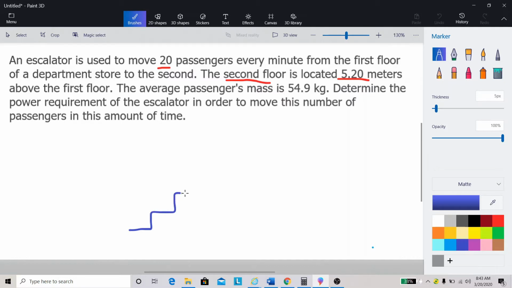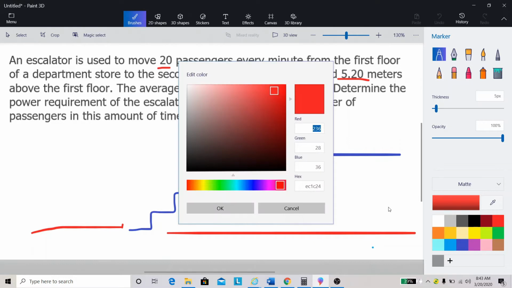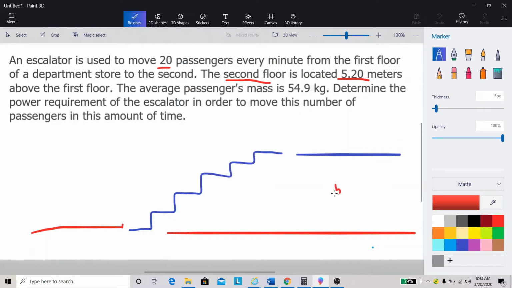The escalator goes something like this now. Okay, so let us say this is the ground floor. And we have here the second floor. So the difference in elevation between the ground floor and the second floor is 5.2 meters. So this is 5.2. Yan po yung distansya nilang dalawa. And this will be in meters.